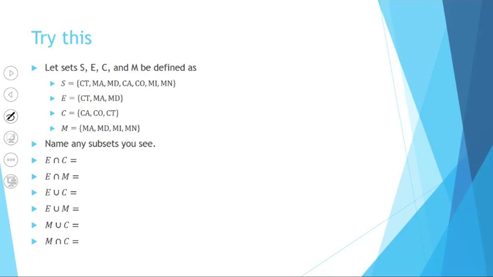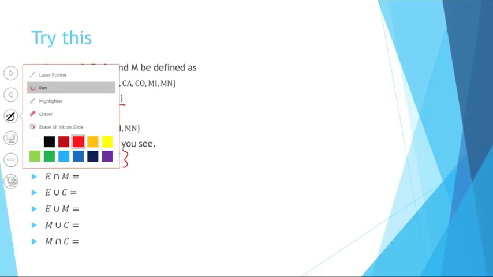Now here's some practice. So here I've got some sets defined, set E, set C, set M. So if I want to intersect E and C, the intersection of E and C, so that's these two sets, I'm looking for any elements that they have in common. So both sets have the element CT, which I believe these are abbreviations for states. So I think that's Connecticut. So that's the only one they have in common. So the intersection is just the set CT.